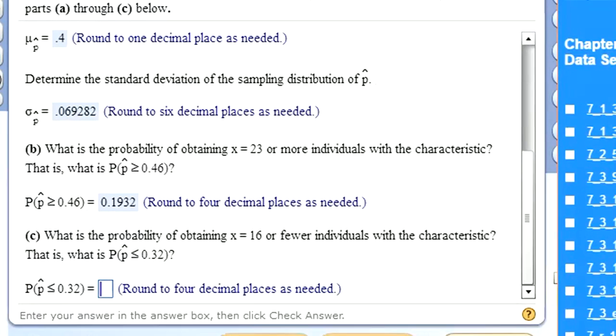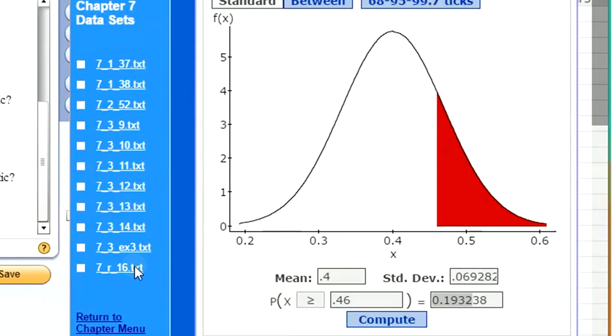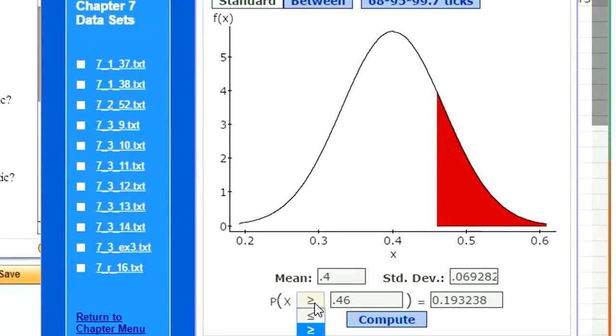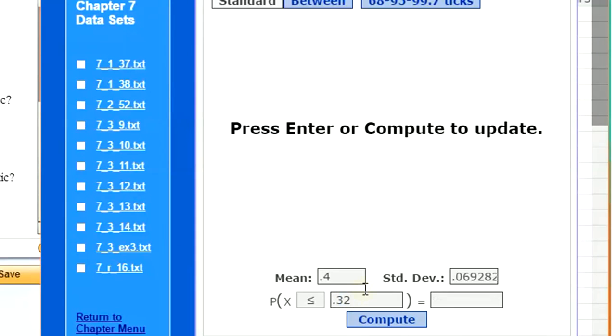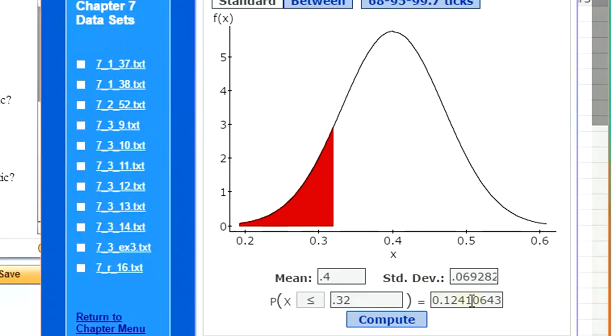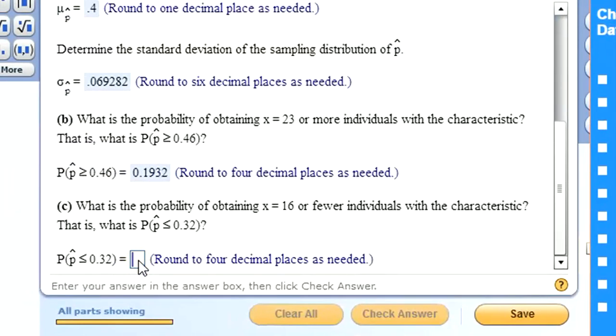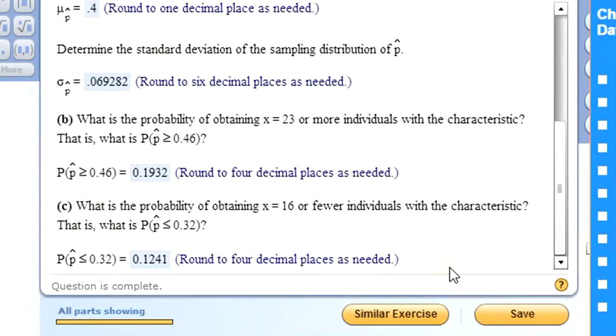Okay, the probability of obtaining 16 or fewer, also known as the probability of getting a sample proportion less than 0.32, the same probability distribution. Now we just calculate a left tail probability. There we go, 0.1241. All right, so there you go, the normal probability calculator and some applications in some word problems and some sampling distribution problems. Okay.